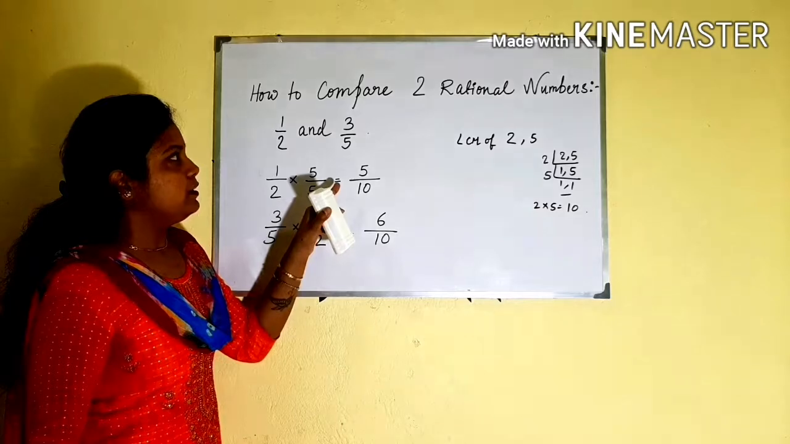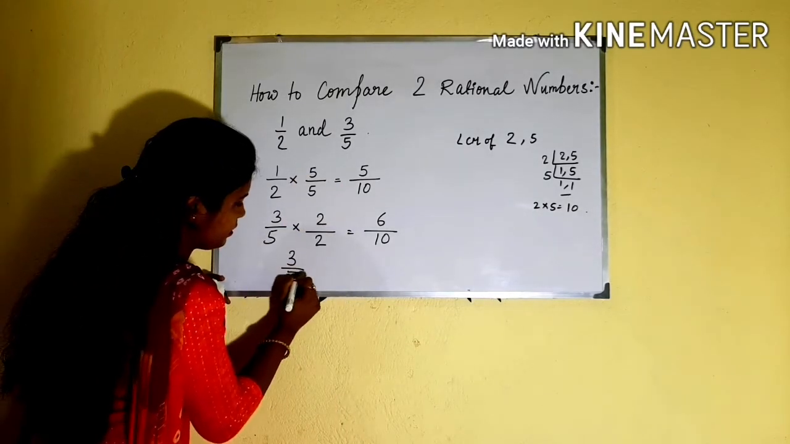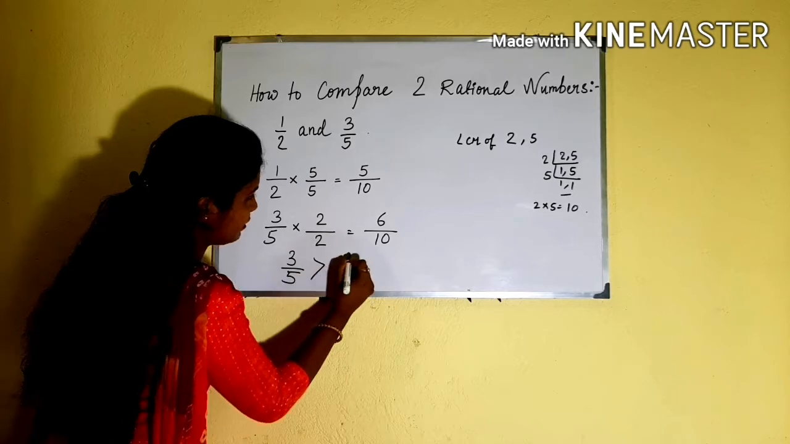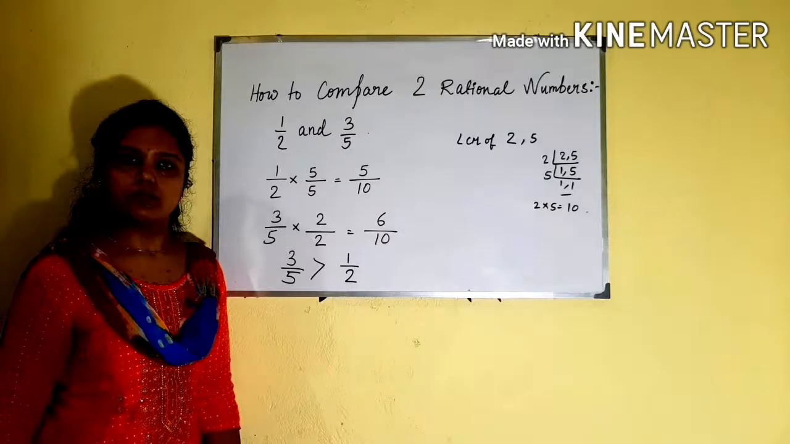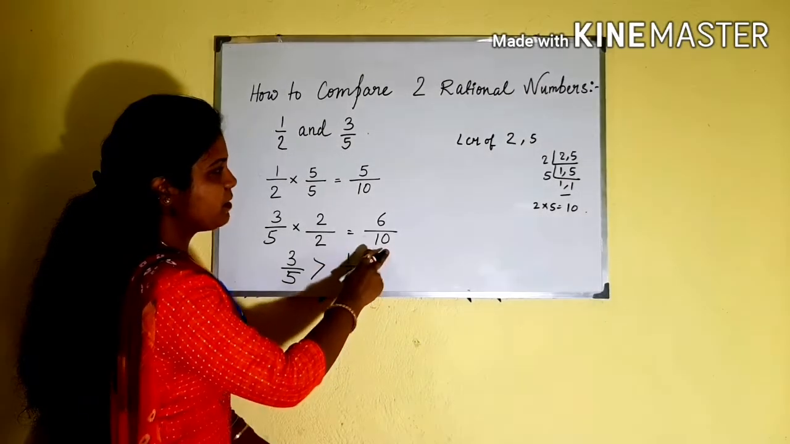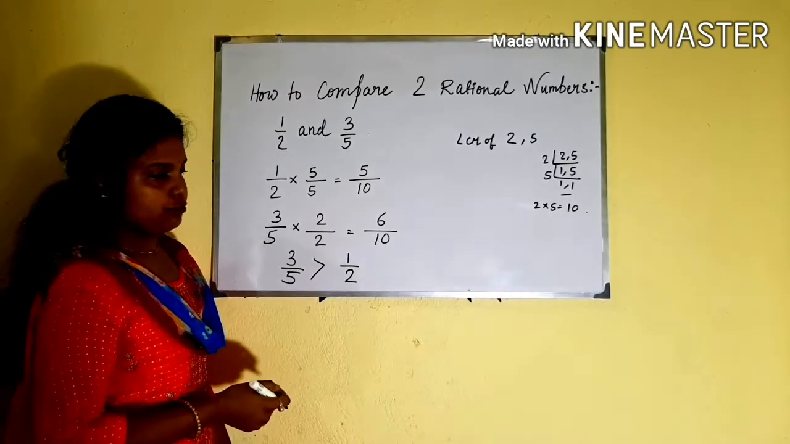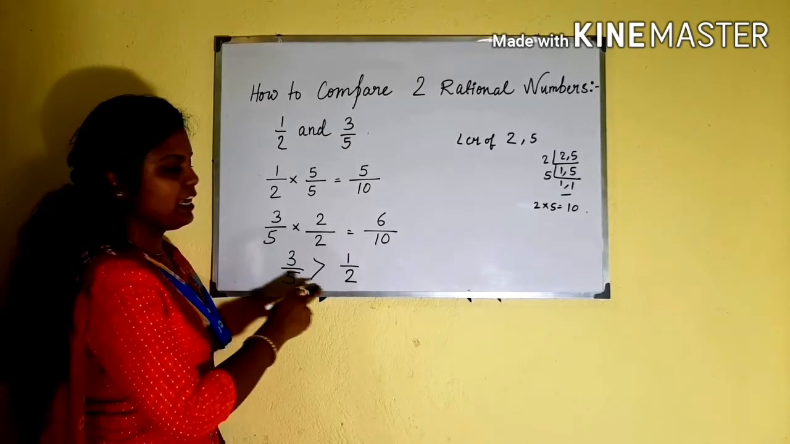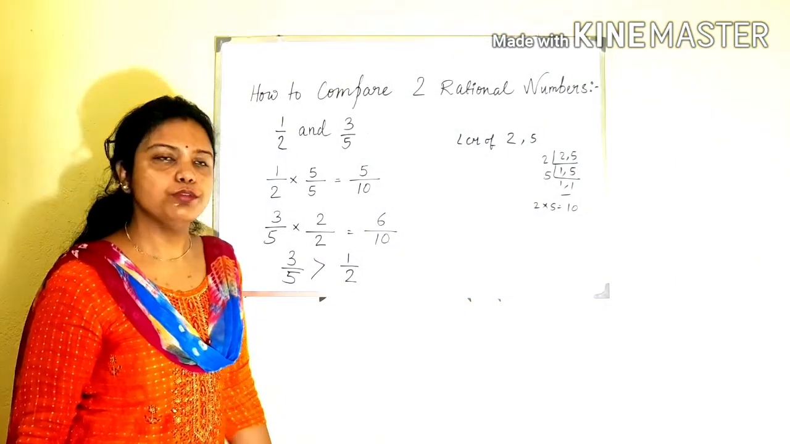So the comparison shows that 3 by 5 is greater than 1 by 2. You can easily understand 6 by 10 is greater than 5 by 10. So we can find out that 3 by 5 is greater than 1 by 2. I hope I'm clear to you.